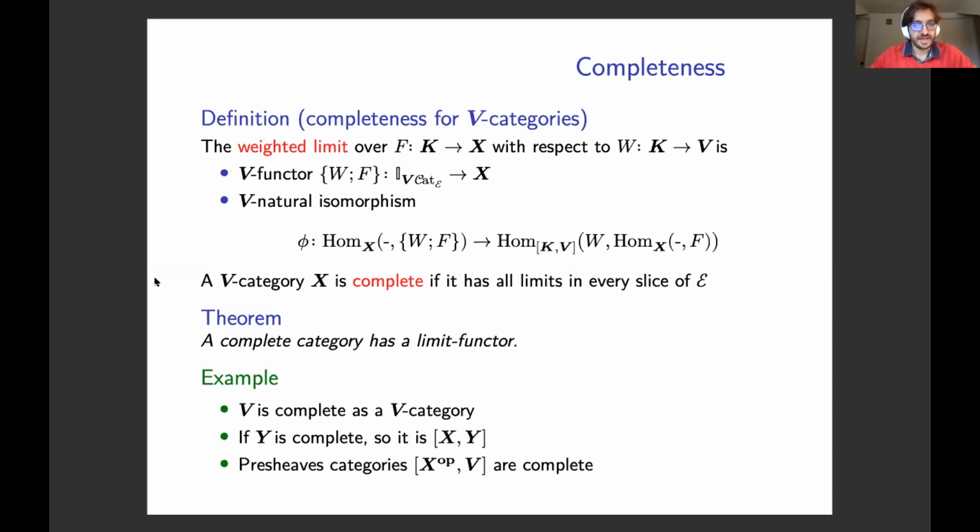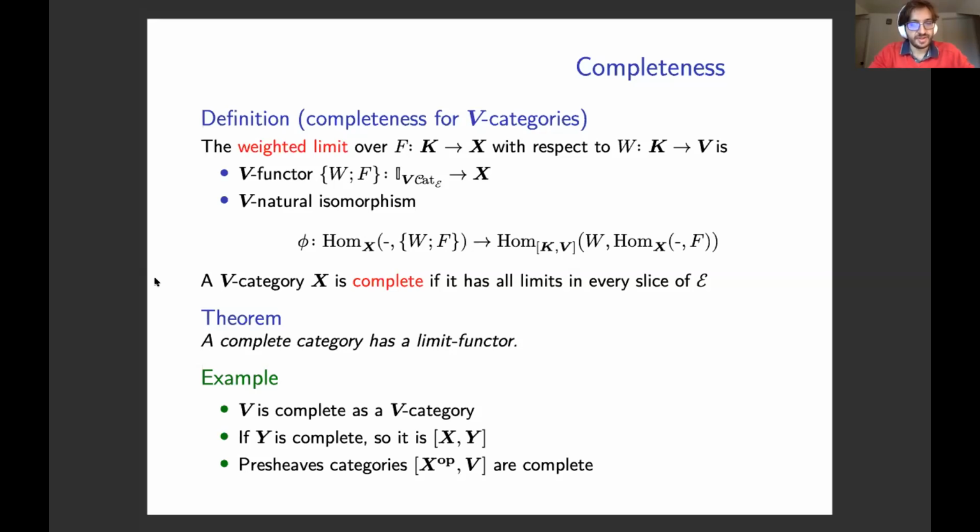And we noticed that V was complete as an internal category. It was also enriched over itself because it was monoidal closed. And we can then show that it is complete as a V-category. So the internal notion of completeness is carried to the enriched context and becomes completeness over weighted limits.